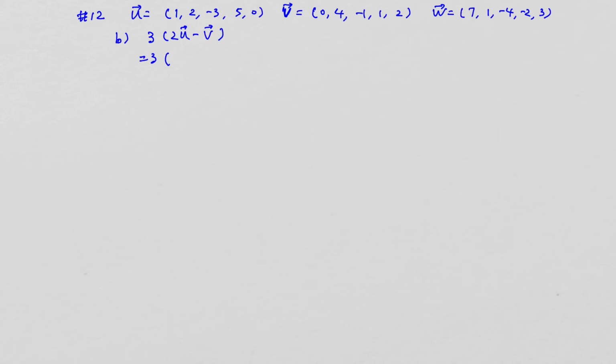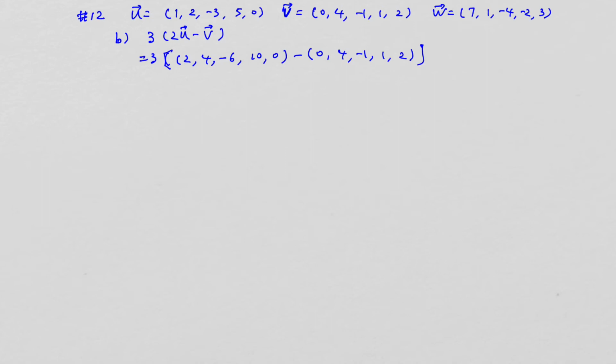So 2 times U, okay. So take the 2 and multiply inside this whole thing here. So it becomes 2, 4, -6, 10, and 0. Subtract V. V is 0, 4, -1, 1, and 2. So the first part is a scalar multiplying a vector, just to make the vector longer, twice as long, and then subtract another vector here.